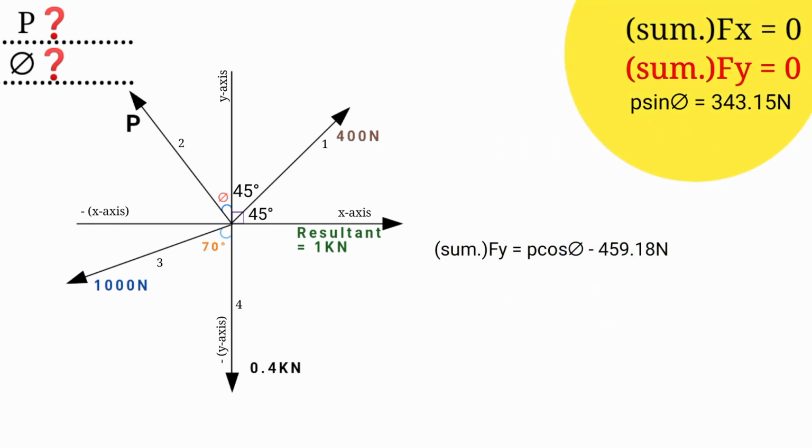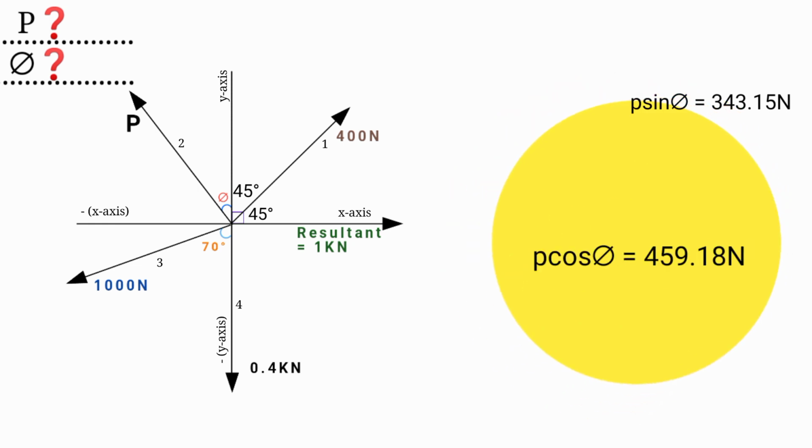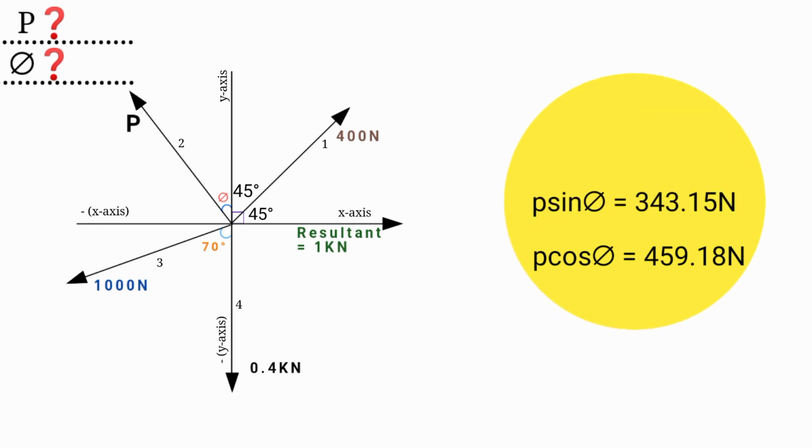But here we have summation of F of y equal to 0. So that means summation of F of y equal to P cos theta minus 459.18 Newton equal to 0. Here we can bring back 459.18 to this side by adding it to both sides. Now P cos theta equal to 459.18 Newton. Now we have two equations, P sin theta equal to 343.15 Newton and P cos theta equal to 459.18 Newton.